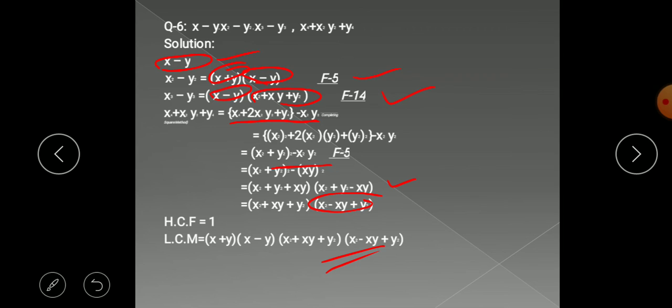Okay girls, we have completed almost all the questions, and now you have to do all these questions in your notebooks.